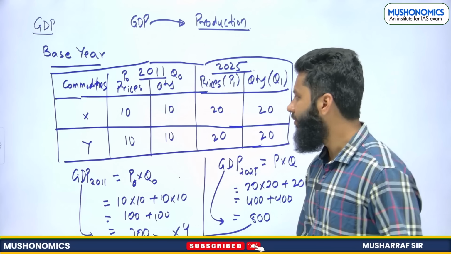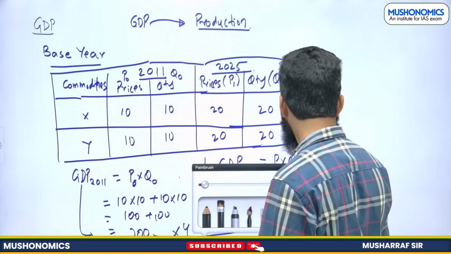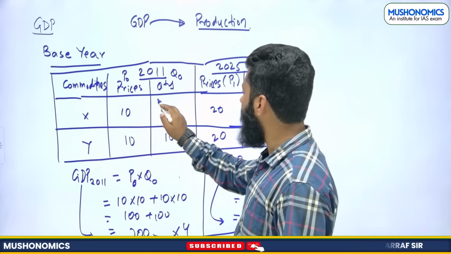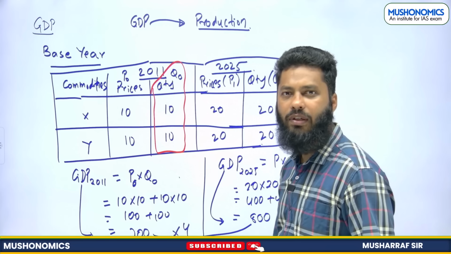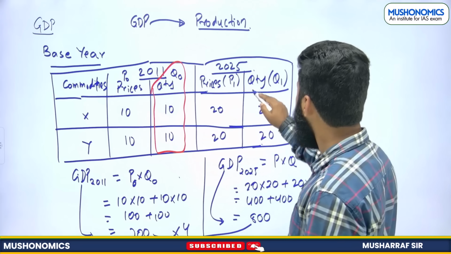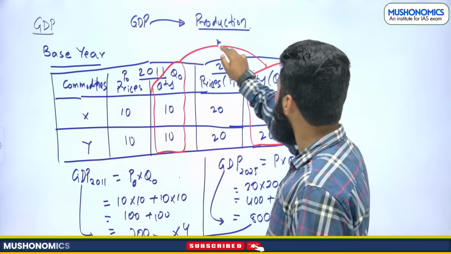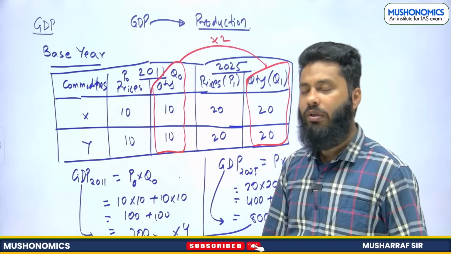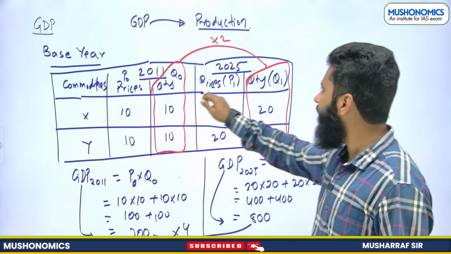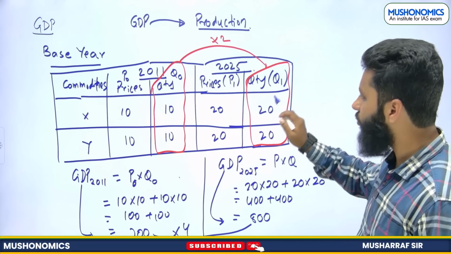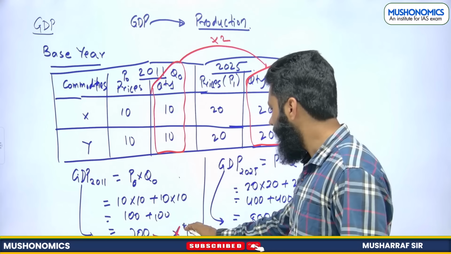Whereas, if you analyze the table, you can see that we are talking about production. Quantity is our focus. When you compare the quantity, or the production, the production has doubled, from 10 to 20. Whereas when we analyze GDP, it has increased 4 times.